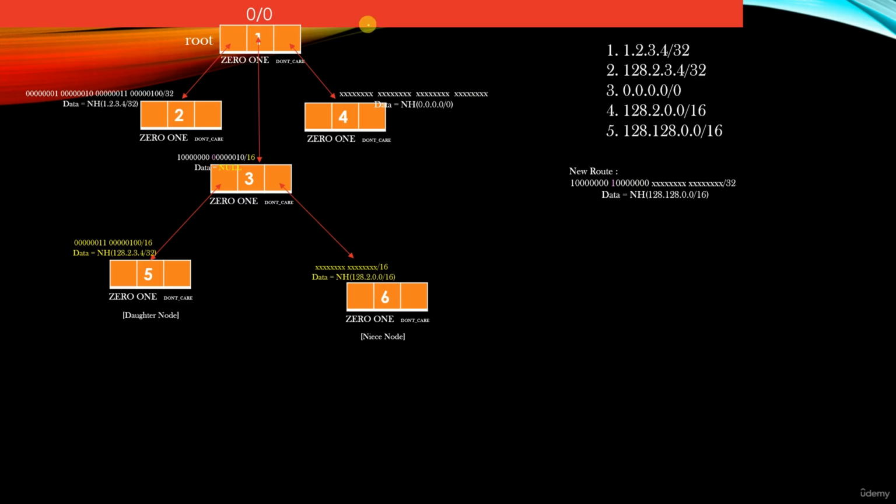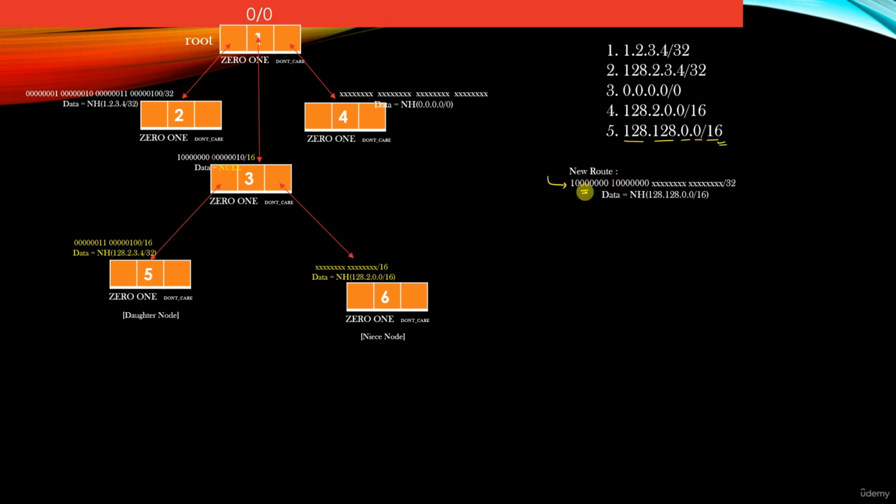So far our mTry data structure has taken the following shape, as you can see on the screen. And now the next route that we are going to insert is route number 5. Alright, so we are going to insert the route 128.128.0.0 and the mask value is 16. So obviously we are going to convert this route into its effective prefix form.